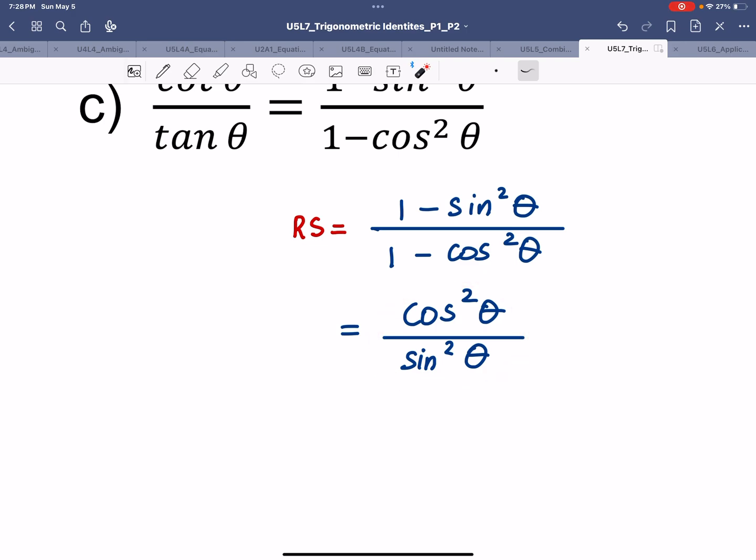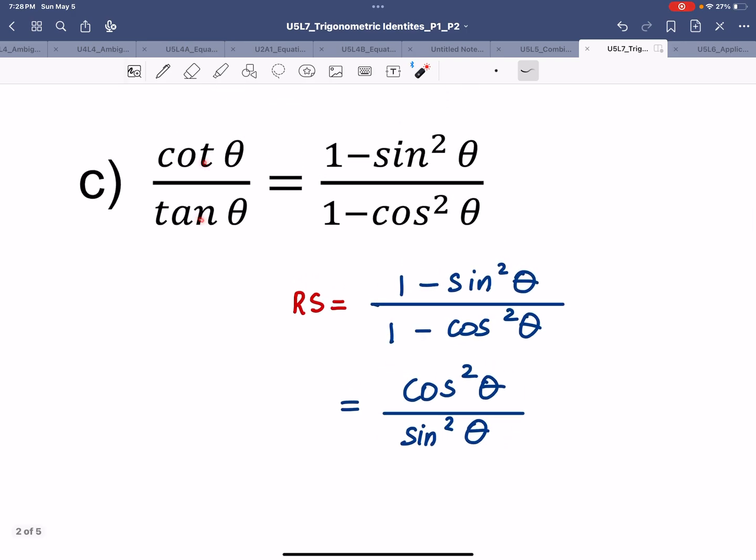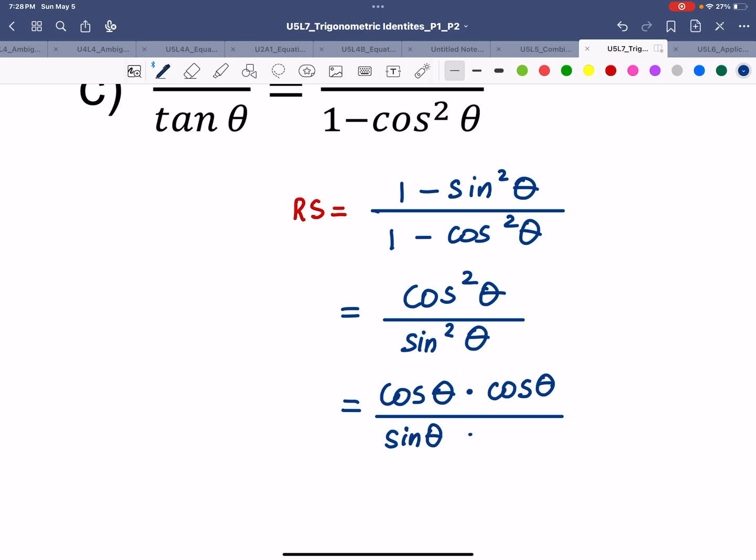So I'm thinking, okay, so I have cosine and sine, and I have cotan and tan here. So how do I bring cotan and tan in here? So we have to do this one step at a time. Because we have a power of 2, then we're going to say a power of 2 for cosine means that we have cosine theta multiplied by cosine theta. And sine squared theta is sine of theta multiplied by sine of theta.